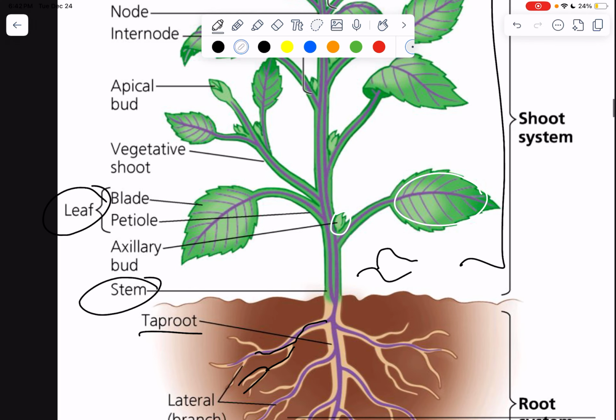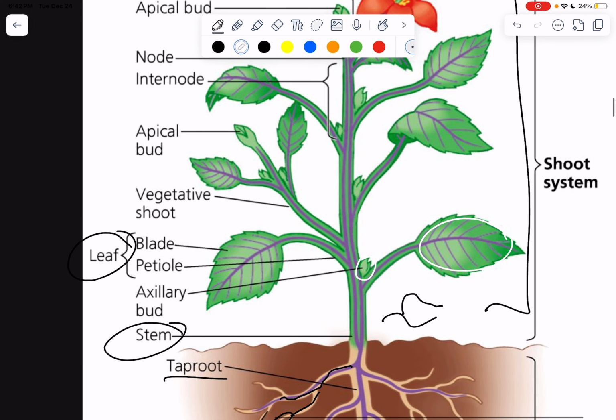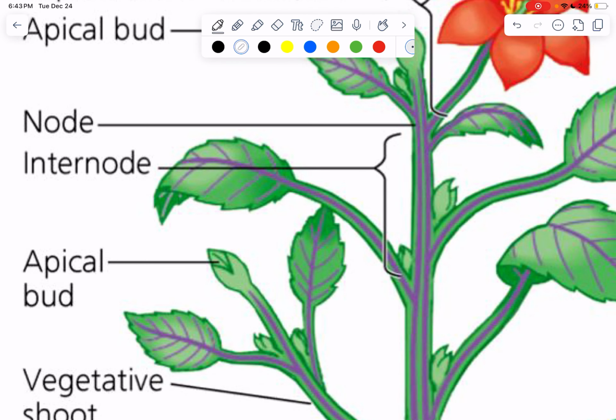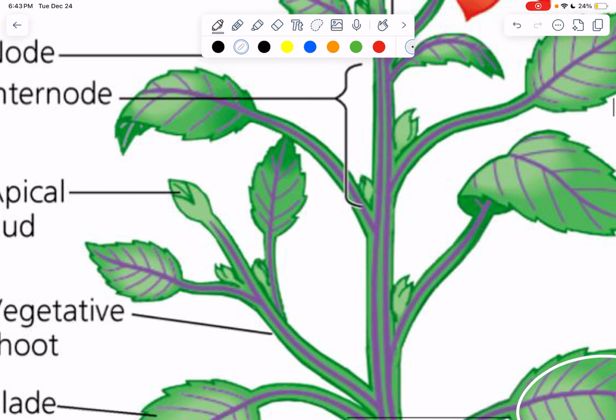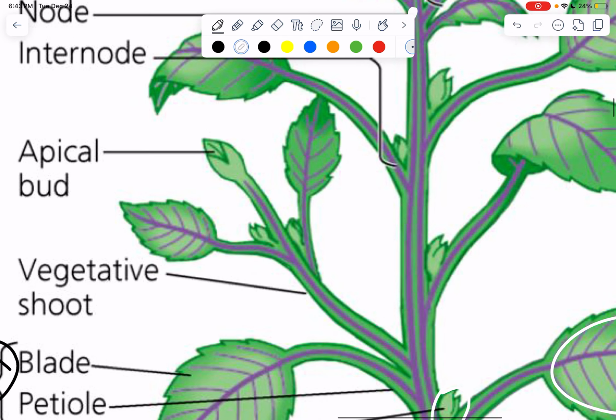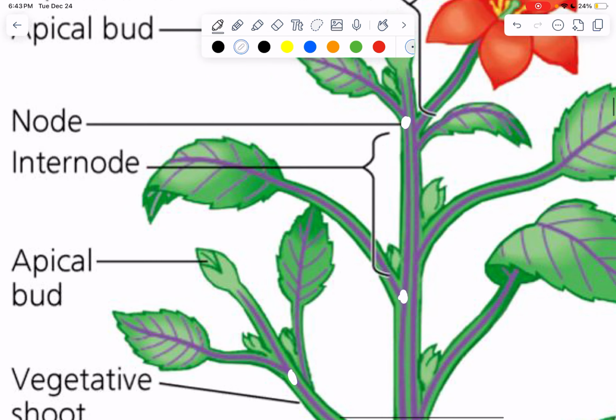But before that, each stem consists of an alternating system of nodes and internodes. A node is the point where leaves emerge. You see here the diagram has a node here, but then there's also a node down here and here. And then the internode is the segment of stem between them.